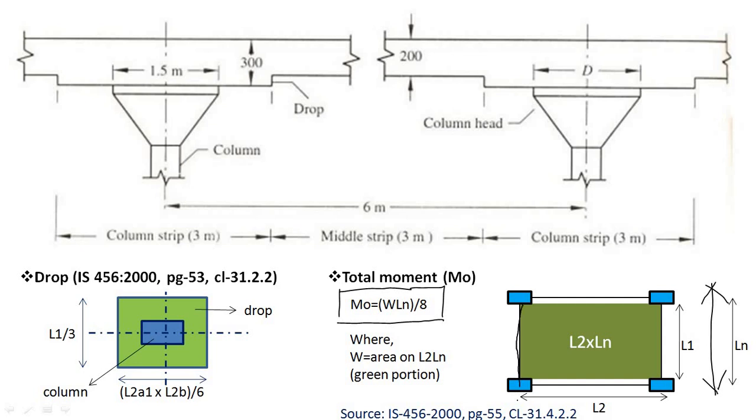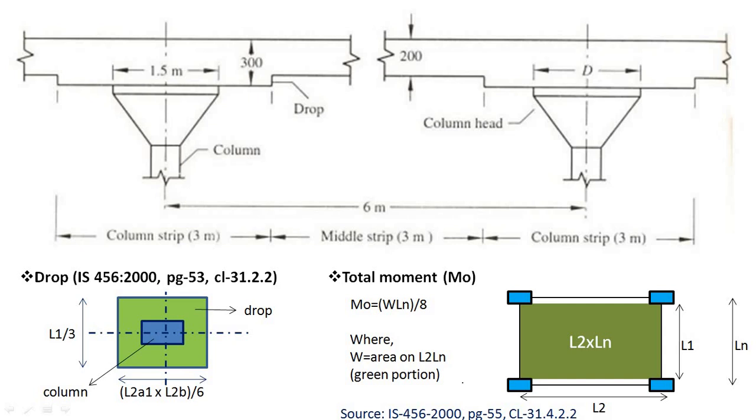L2 is the total width of the slab, and Ln is the face to face distance between two columns in the bending direction. So W is equal to the area, L2 into Ln. We have to take L2 into Ln. So by using this, the moment will be used for the design of interior panel and exterior panel.